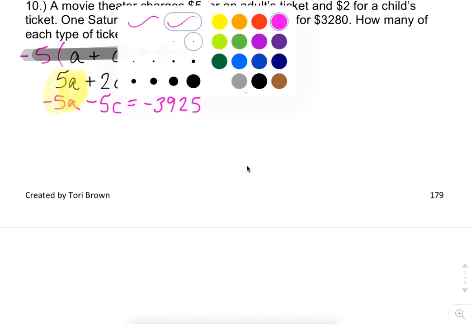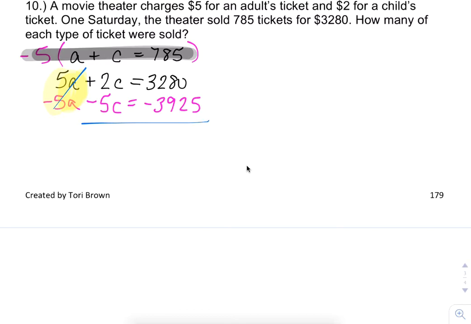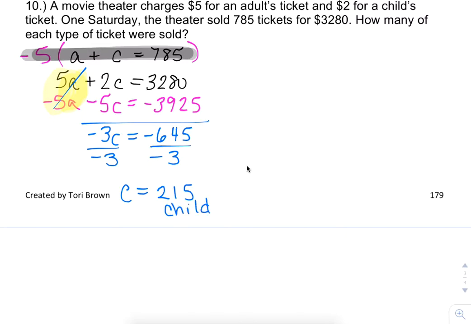For right now, I don't need this equation, but I do have A's that cancel. So we're going to cross off the A's, and we're going to total the rest. -3c equals -645. We're going to divide both sides by your -3, and that comes out to 215. So what does C stand for? Well, C stands for child's tickets. They sold 215 child tickets. And if we go back to the beginning, their total was 785 tickets. So adult plus 215 makes a total of 785.